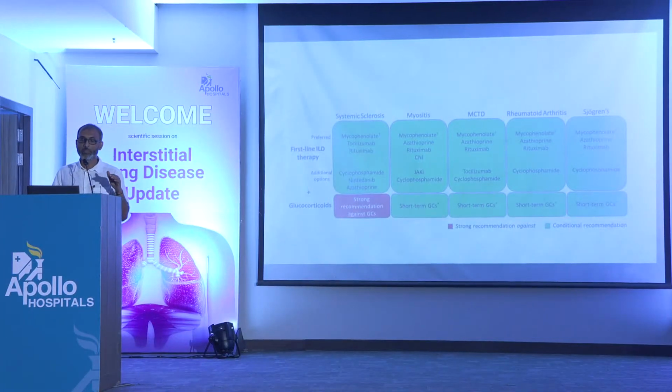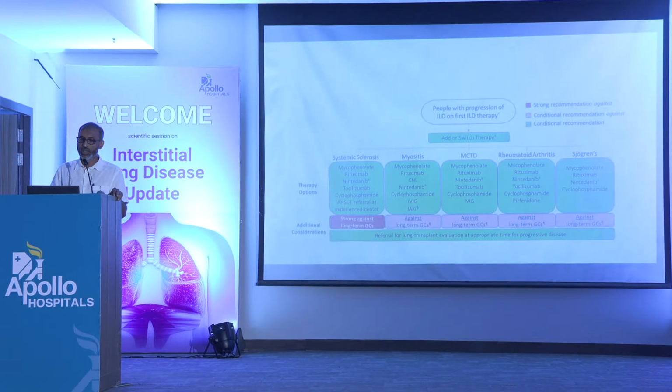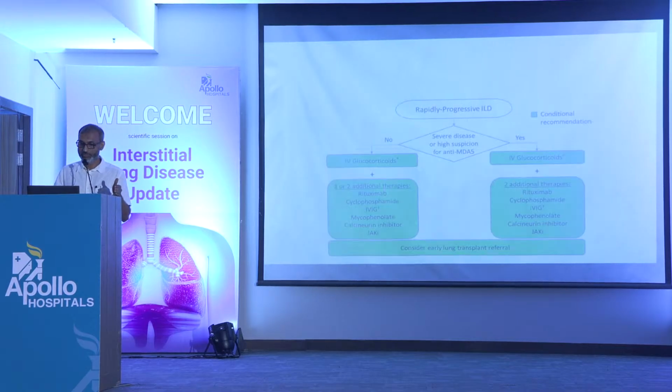There is a strong recommendation against use of glucocorticoids in patients with scleroderma, whereas short-term glucocorticoids can be used in other connective tissue diseases. Now, if there is a progression after starting the first line therapy, there can be a switch. For example, a patient with scleroderma, if we have started the patient on mycophenolate and the patient is not responding, then we can change it to tocilizumab. And long-term glucocorticoids are discouraged.